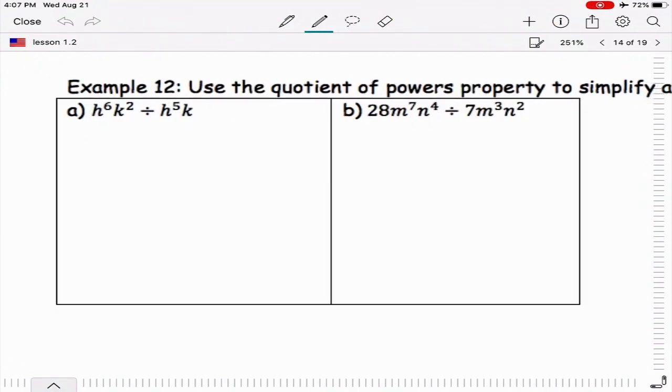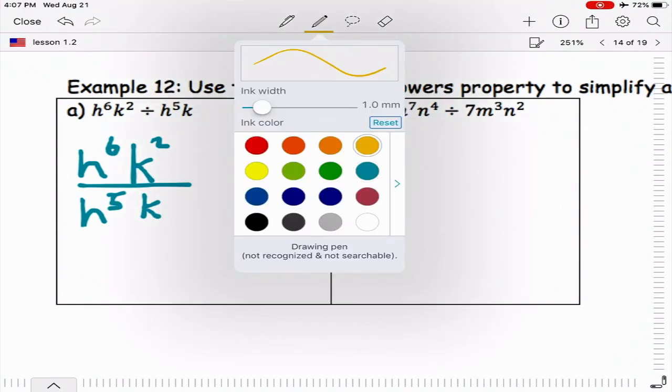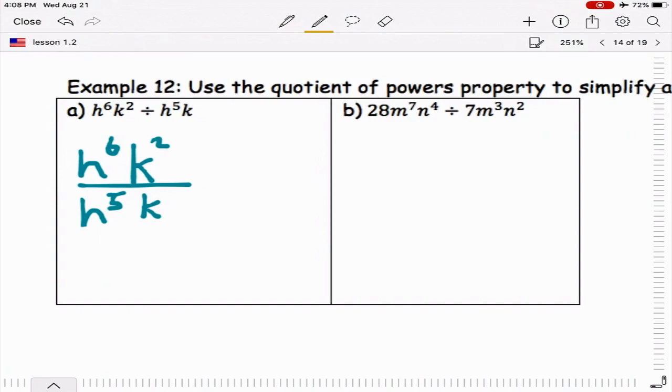All right, example 12. Same thing, right? We're going to write it as a fraction bar instead. So h to the 6, k squared, divided by h to the 5th, and k. First thing I do after rewriting it, of course, is if I see a letter with no exponent, or a number with no exponent, I'm giving it an exponent, giving it that magical 1. Try not to think of it as one problem. In your mind, separate it. Think of it as the h's first, and then the k's, and then just put it together. So here you're dividing, so technically you're subtracting the exponents. 6 minus 5 is 1, so it's h to the first power.